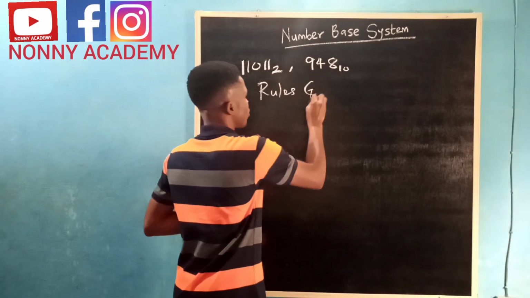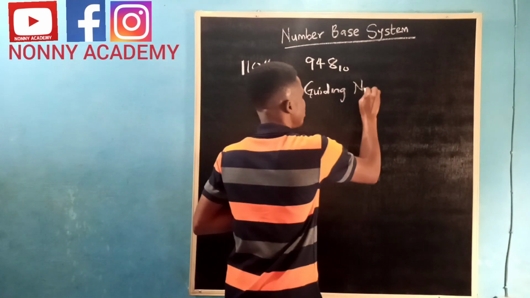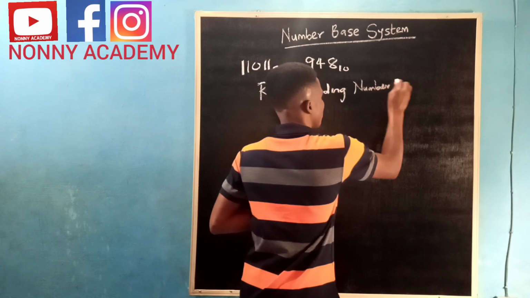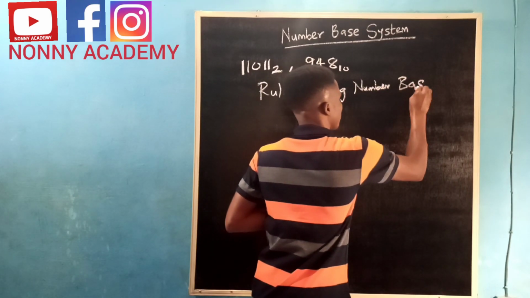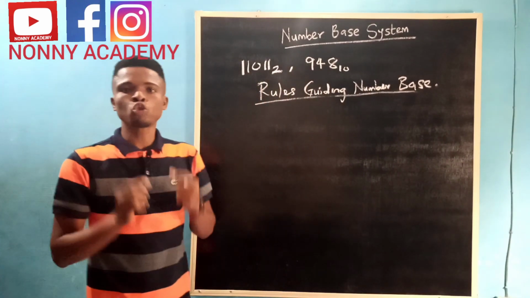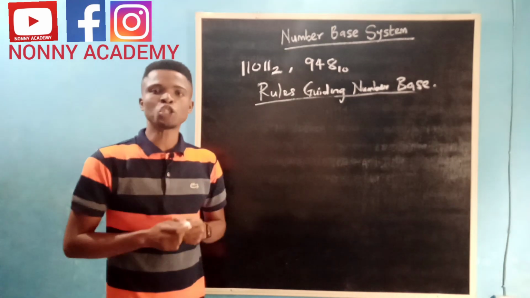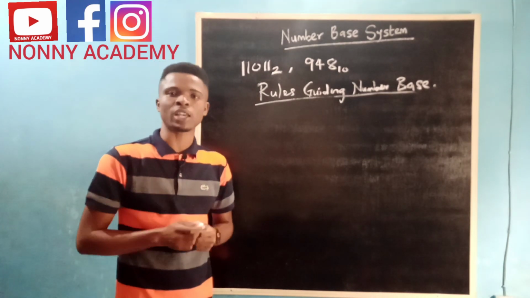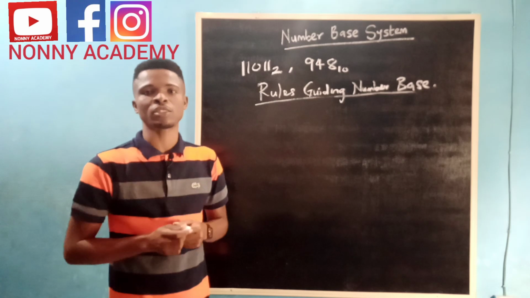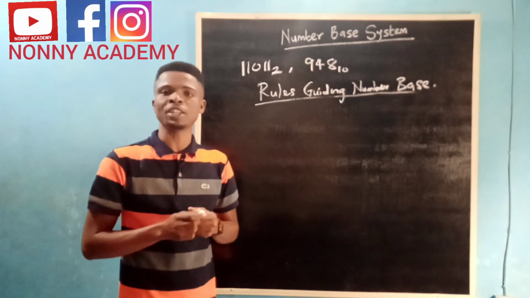Rules guiding number base. There are two basic rules guiding number base. Rule number 1, ensure that the base is always greater than any of the digits. I repeat, ensure that the base is always greater than any of the digits.